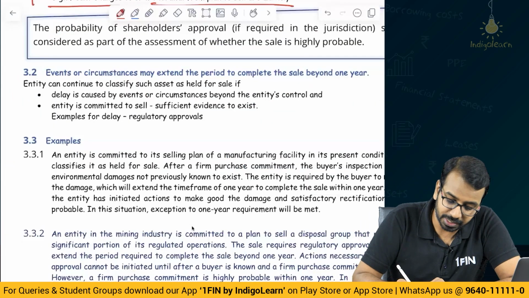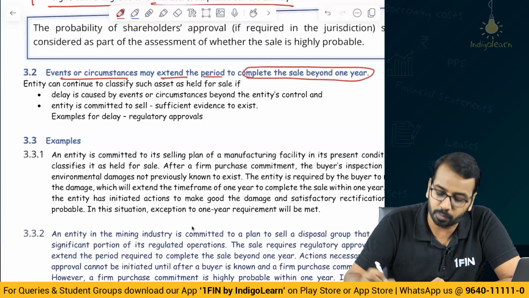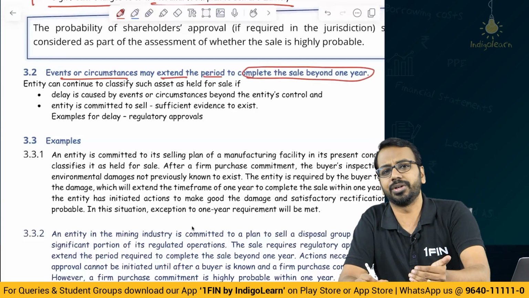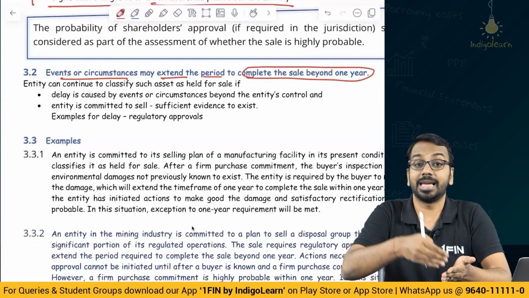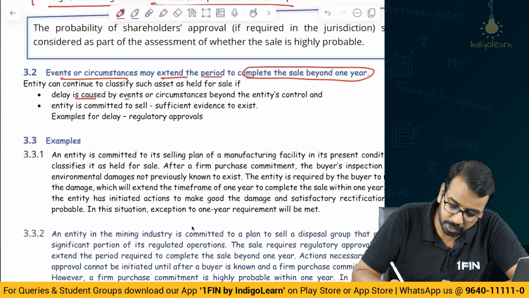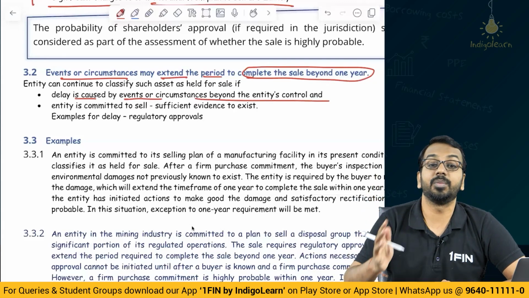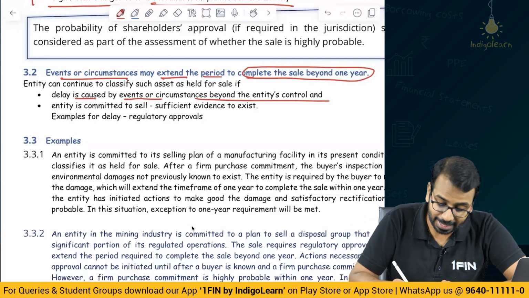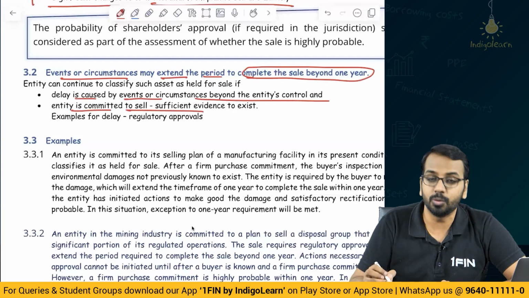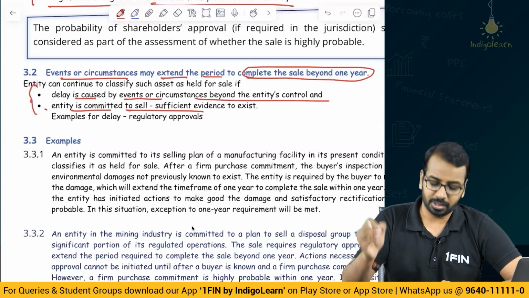Then sometimes what happens is, there may be circumstances which may extend the period to complete the sale beyond 1 year. Normally we said it has to be 1 year, but there could be circumstances that sale may happen after 1 year. Now, in such cases what you have to see is, the delay should be caused by circumstances beyond the entity's control, means the entity does not have control and the entity is still committed to sell. If these two conditions are satisfied, you can still classify it as held for sale.